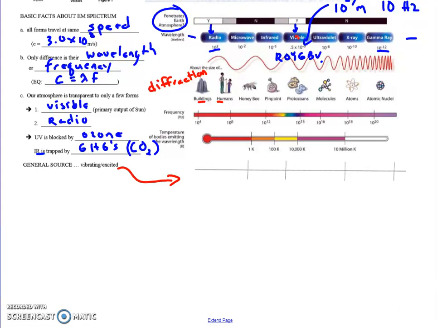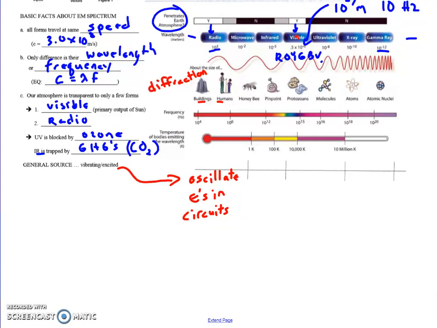So if I want to create radio and microwaves, generally what you do is you simply oscillate electrons in circuits. Okay, so it's more of a macroscopic property. You have electrons in a circuit or a transmitter, and they vibrate back and forth over some distance, and an antenna works by a similar fashion.